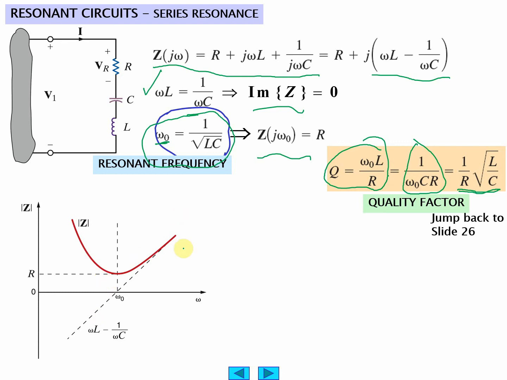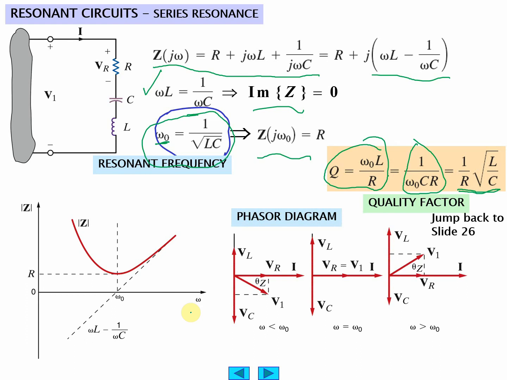If you plot impedance versus frequency, this is what you get. It starts out capacitive. Capacitive is the largest impedance for low frequencies. Inductive is the largest impedance for high frequencies.